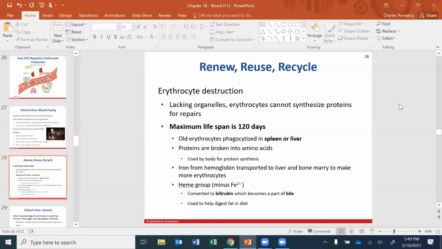I love how the body doesn't waste anything. It will use something, and if it's done doing its first job, then it will use it to do something else. And that's what happens here with red blood cells.